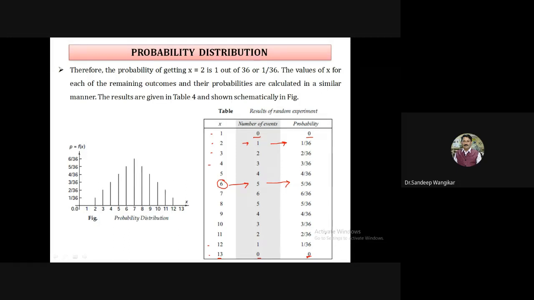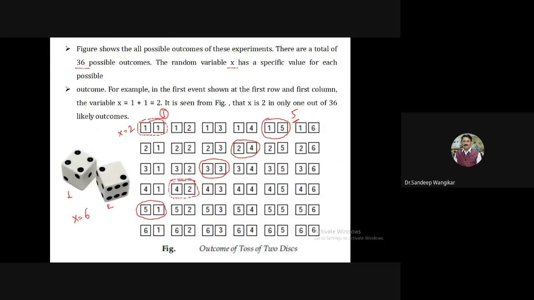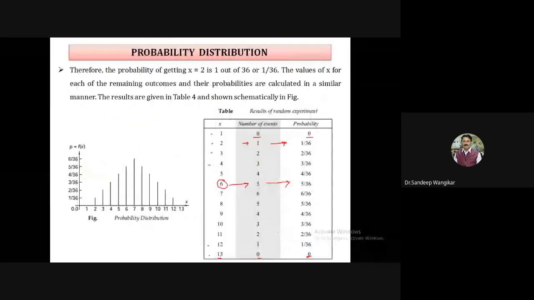So accordingly, probabilities are written. When x is equal to 12, it happens only one time, when there will be 6 plus 6. At that time only x is equal to 12. Therefore, when x is equal to 12, both dice will show 6 plus 6, so only one time. Again, the probability is 1 by 36.